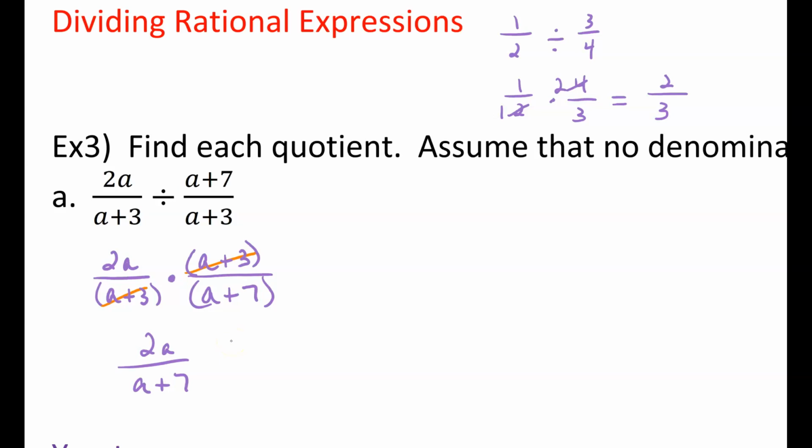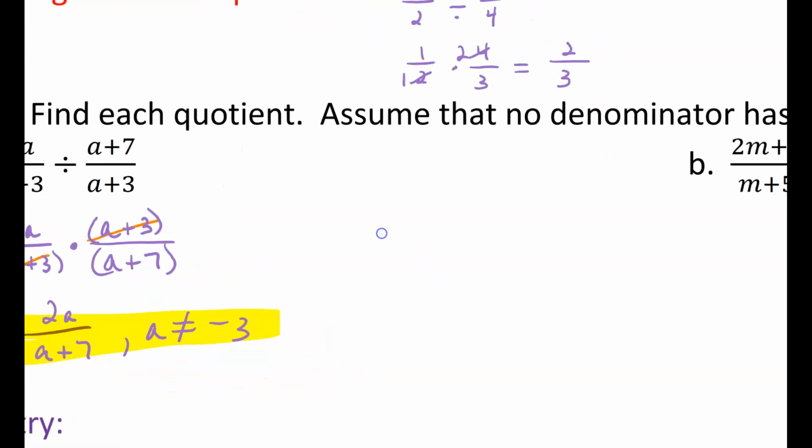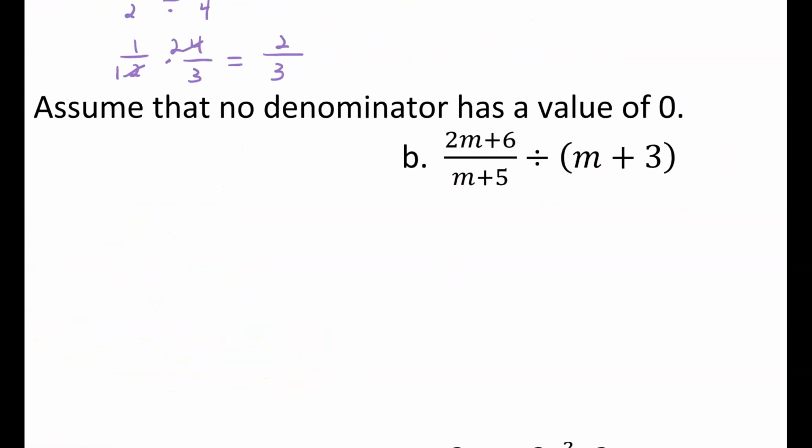Now, we want to keep in mind, what did we originally have in our denominator? A plus 3. So that means a cannot be negative 3. Only because a plus 3 was on the bottom. Right? Yes, it was in the original one.